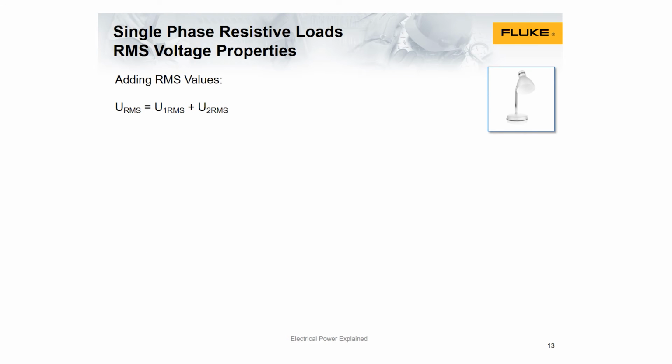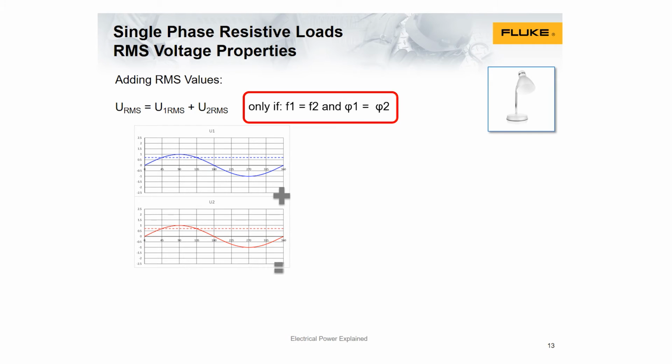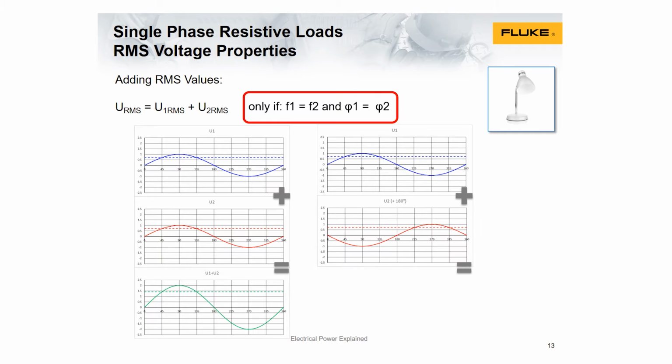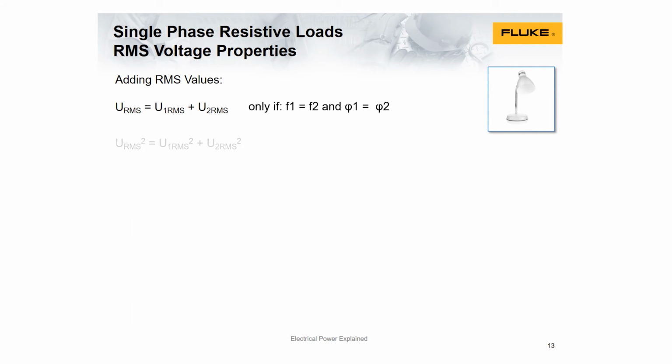Resistive loads, RMS voltage properties. So, what are the basic properties of RMS voltages? Adding RMS values. You can only add the RMS values of two signals directly if they have the same frequency and phase. If the two signals have the same frequency but are shifted in phase, the resulting RMS value can vary from twice the RMS value of a single signal when they are exactly in phase to 0 when they are exactly shifted half a period. In general, if you want to add the RMS values of voltages with different frequencies, you have to add the squared values and then take the square root.